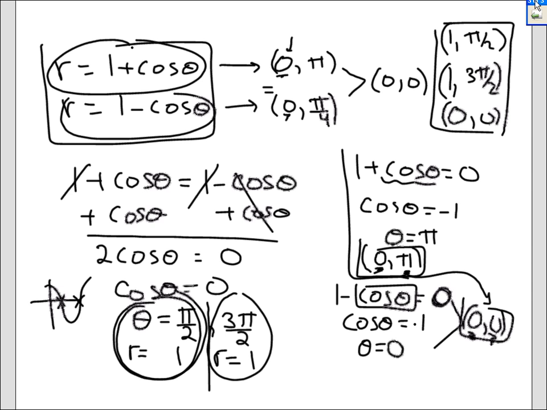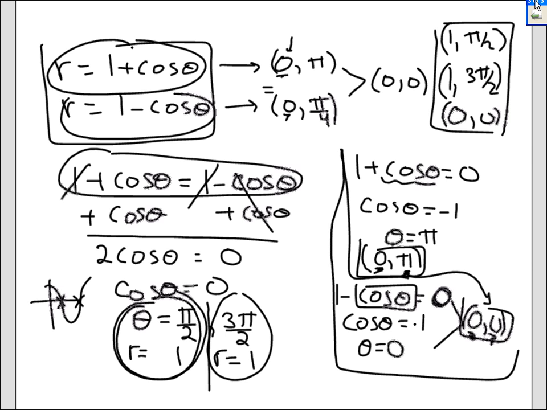In addition to setting the two r's equal, you must check to see if the r's can separately equal 0. You must check to see if the two r's can both be 0. If one of them can be 0, but not the other one, well, they won't have the origin in common.